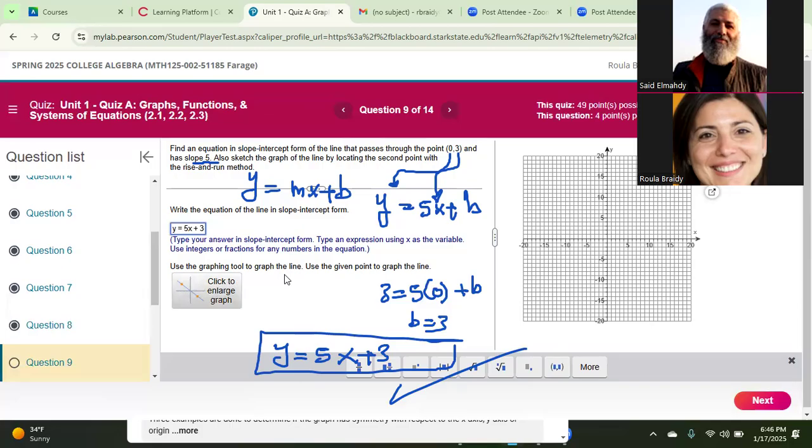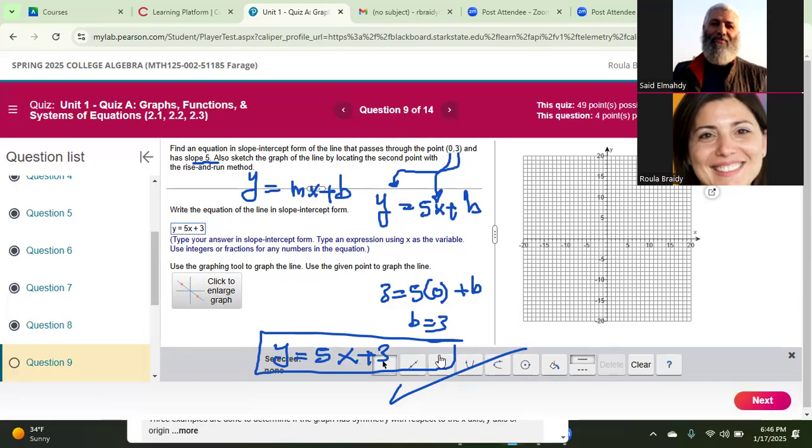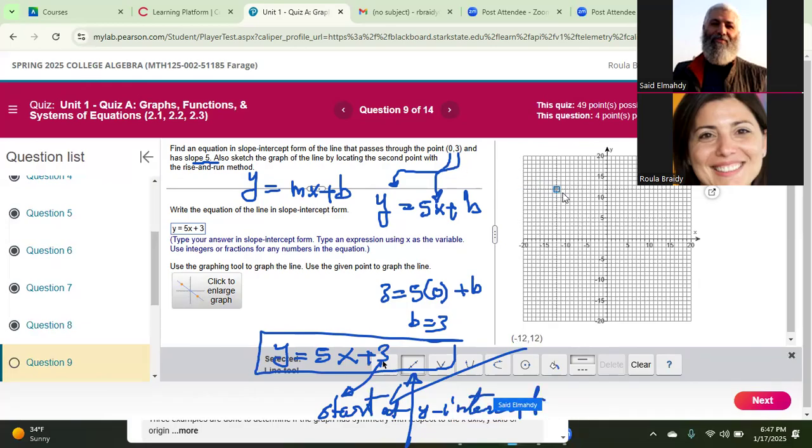Use the graphing tool to graph the line. Use the given point. Press on this graphing tool and select line, this one. Now we start at this point. We always start at b, the y-intercept. So put a point at the y-intercept of 3.